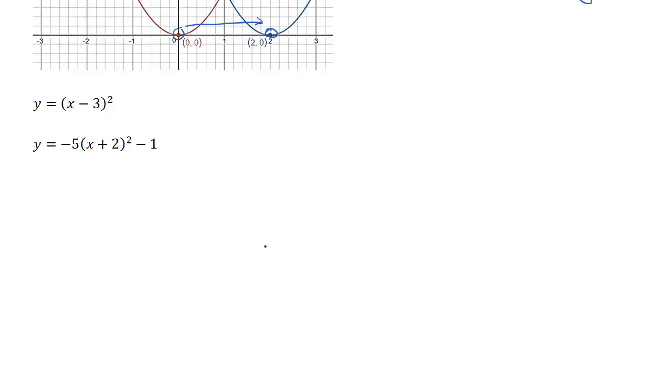And here's a couple examples. We're wondering, what is the value of h for each of these? And how is the parabola transformed? Well, for this first one, we would say that h is negative 3.